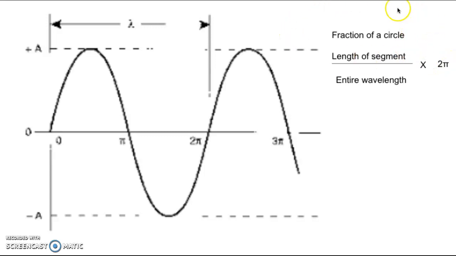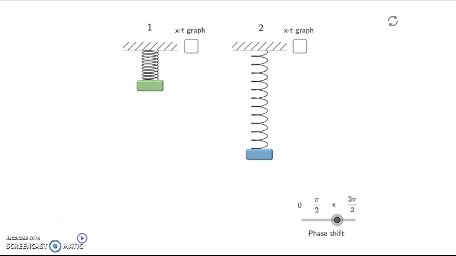Now we're going to introduce the idea of phase difference. What exactly do we mean by phase difference? Well, for that, we need two oscillators, because phase difference is the difference in kind of journey or difference in position over time between two oscillators. And this is a great demonstration or simulation on Cognity.